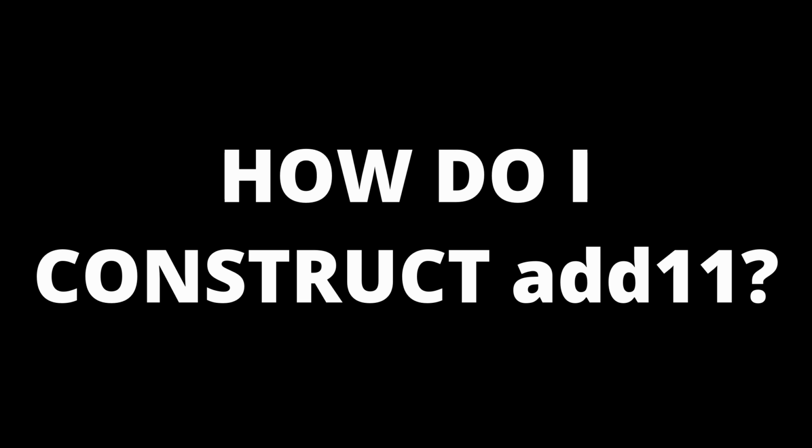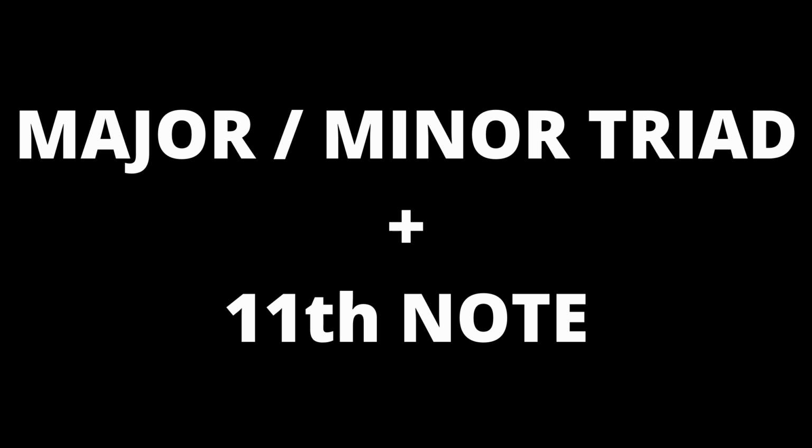Now you might be asking, how do I construct Add 11 chords? You simply take an existing major or minor triad and add an 11th note. So major Add 11 chords have the notes 1st, 3rd, 5th and 11th, and minor Add 11th chords have the notes 1st, flat or minor 3rd, 5th and 11th.